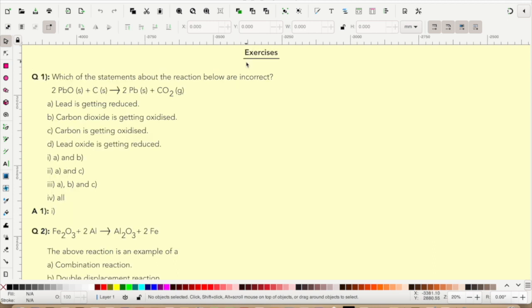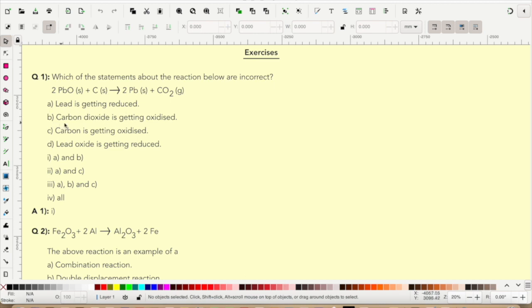Now let us see exercises, questions and answers. First question, which of the statements about the reaction below are incorrect? The reaction is 2PbO plus C making 2Pb plus CO2. First statement is lead is getting reduced. In this reaction, PbO is changing to Pb, so it is getting reduced. Means lead oxide is getting reduced. It's not lead that is getting reduced. So statement A is incorrect.